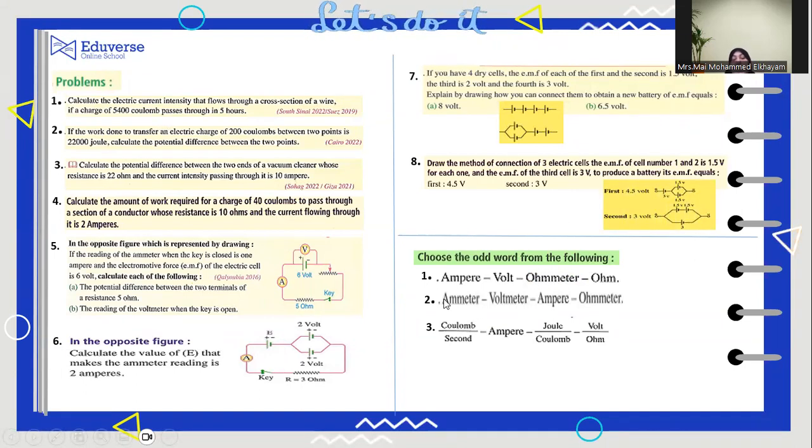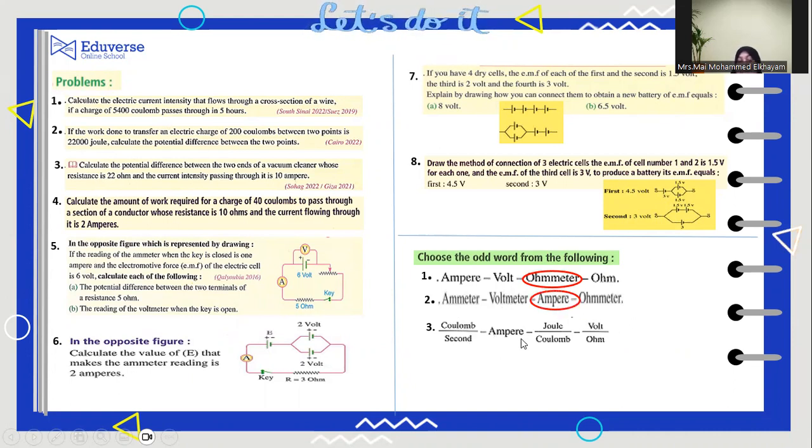Choose the odd word from the following: ampere, volt, ohmmeter, ohm. For sure it is ohmmeter because all of the others are units for measuring the physical properties of the electric current. Ammeter, voltmeter, ampere, ohmmeter. Ampere is the odd one because this is a unit and the others are apparatus.